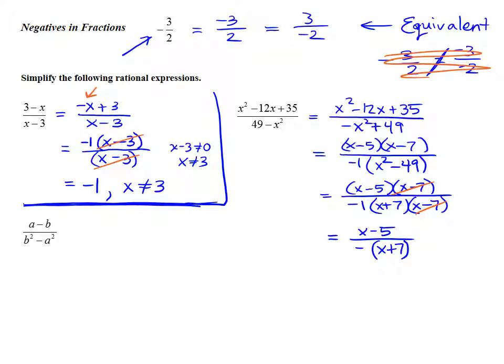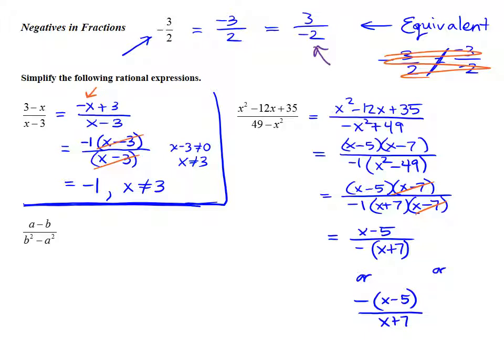quantity x plus 7. And notice this is a case where you have the negative in the denominator. We could also put that negative in the numerator. So another alternate answer here would be to have negative quantity x minus 5, we'd have to use parentheses there to put the negative in the numerator, over x plus 7.